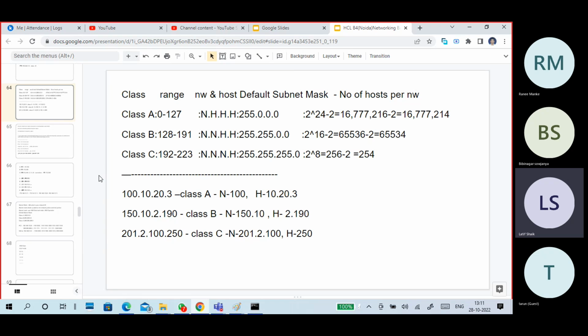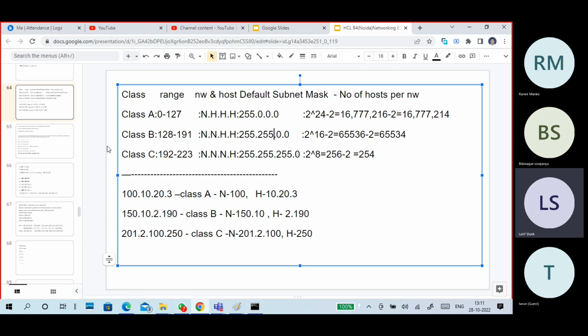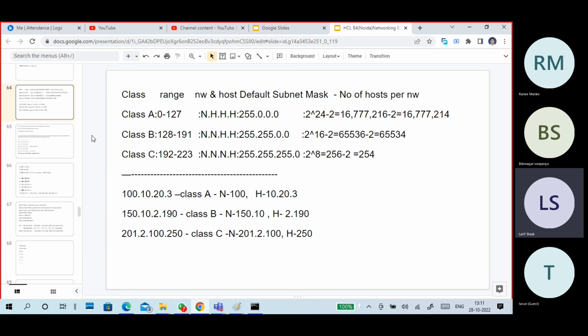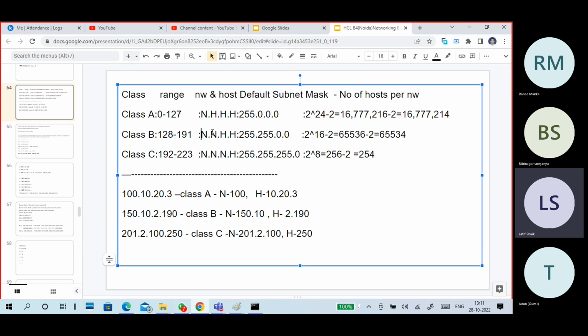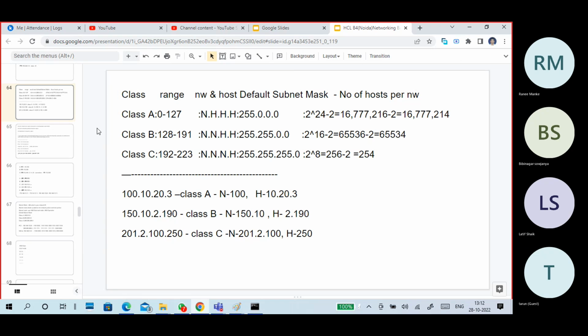Class B has the first two octets as network portions, and the subnet mask is 255.255. So 2 to the power of 16, because each octet is 8 bits, right? Two network portions means two 8s, which is 16. 2 to the power of 16 is 65,536, minus 2, is 65,534.